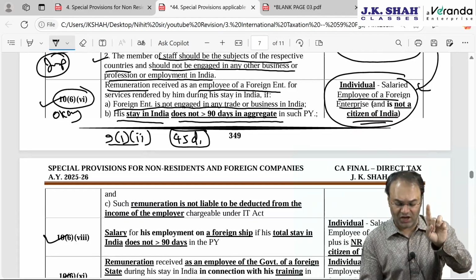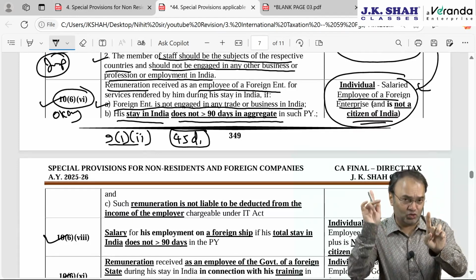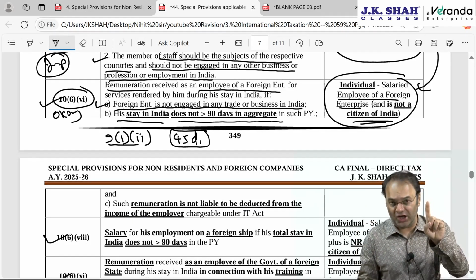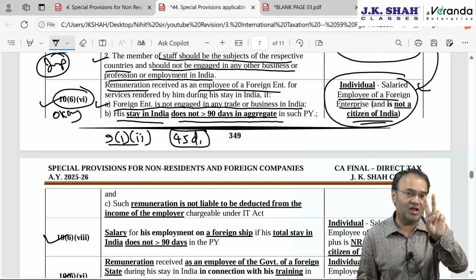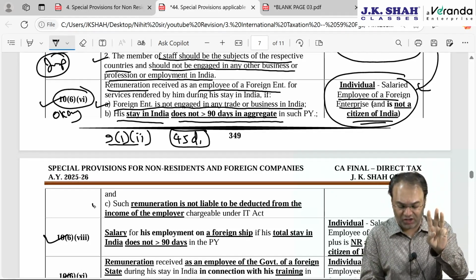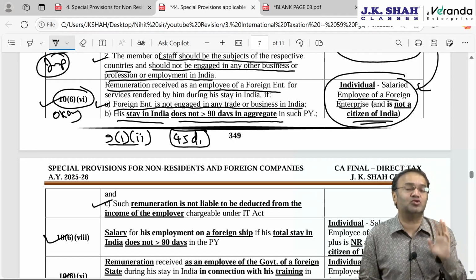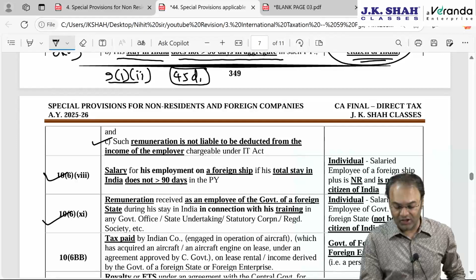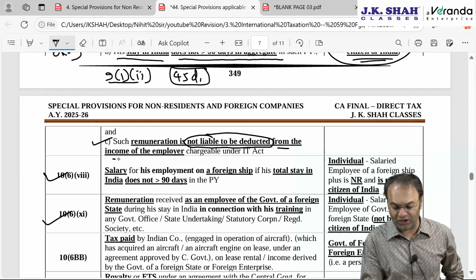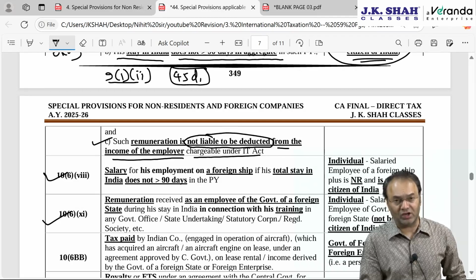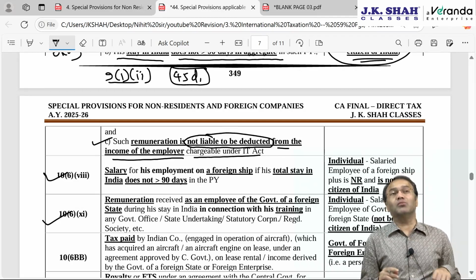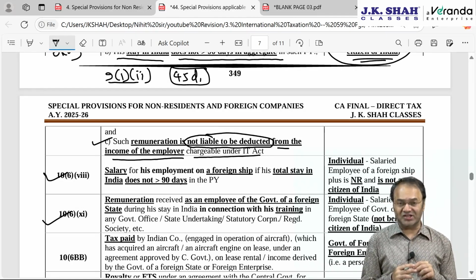First condition we are done with: the foreign enterprise, that is Suzuki Motors, is not engaged in any trade or profession or business in India. Second condition, the stay period of that employee does not exceed 90 days. And third condition, such remuneration is not tax deductible in the hands of Suzuki Motors, the Japanese company. Remuneration is not liable to be deducted or not eligible for deduction from the income of the employer chargeable under the Income Tax Act.